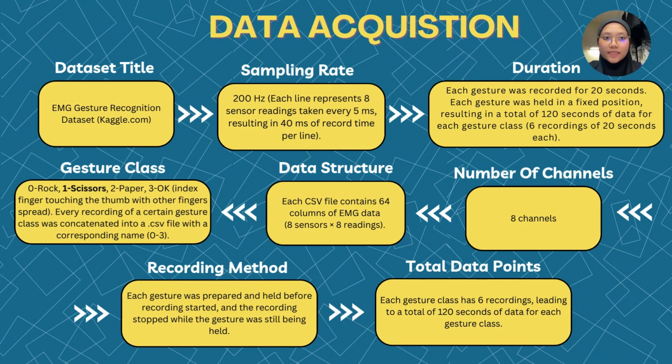I will now explain the data acquisition process, focusing on the dataset and its key characteristics. The dataset used for this study is titled EMG Gesture Recognition Dataset and was sourced from Kaggle. It is specifically designed for analyzing muscle activity to recognize different hand gestures. The signals were captured at a sampling rate of 200 Hz, meaning 200 data points were recorded every second for each sensor. This ensures high temporal resolution, allowing us to track subtle changes in muscle activity over time.